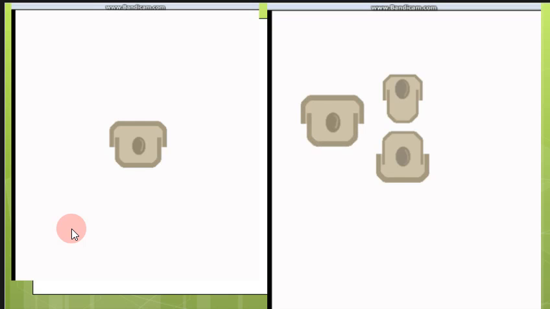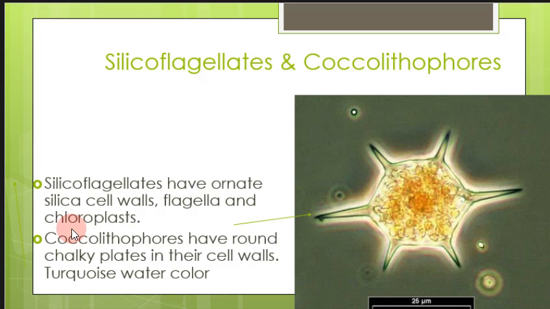Yeah, and now the word frustule sounds like fun. Okay, there we go. All right.